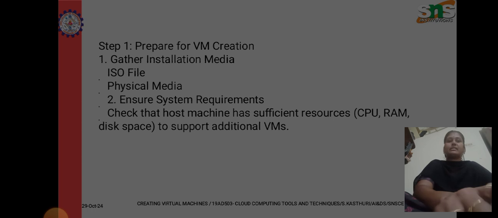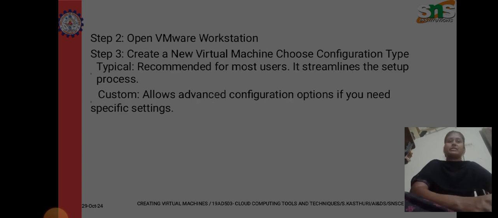Step 3, create a new virtual machine. Select create a new virtual machine. So this option is typically found on the home screen itself. Choose configuration type, so typical or custom.